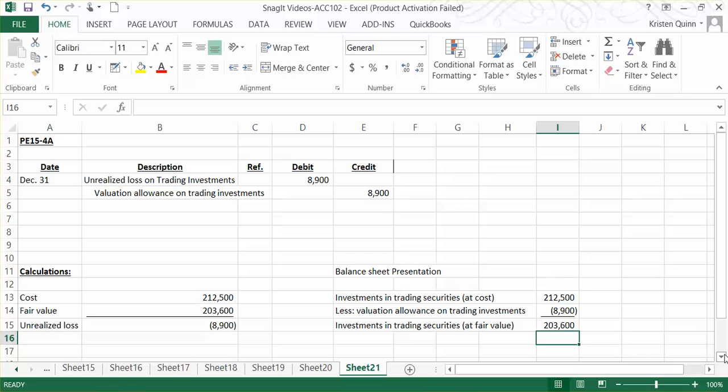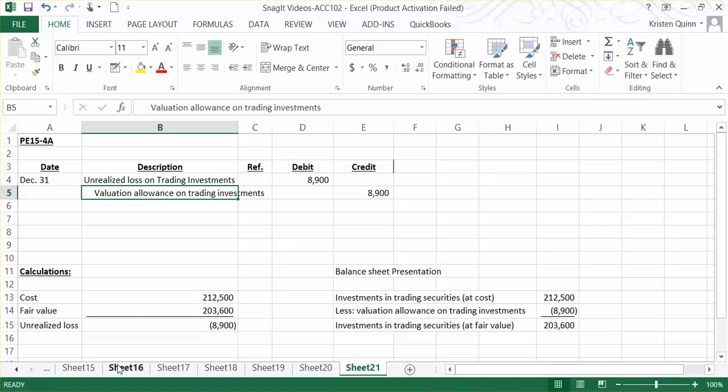Unfortunately, in this case, their investments have dropped as of December 31st, 2014. How this impacts our financial statements: again, our valuation allowance on trading investments is presented on our balance sheet. And in this case, it's shown as a contra asset account because our fair value was lower than our cost. If the reverse was true, meaning our fair value was higher than our cost of our portfolio, our valuation allowance account would be an adjunct asset account, meaning it would add to the value of a particular asset.